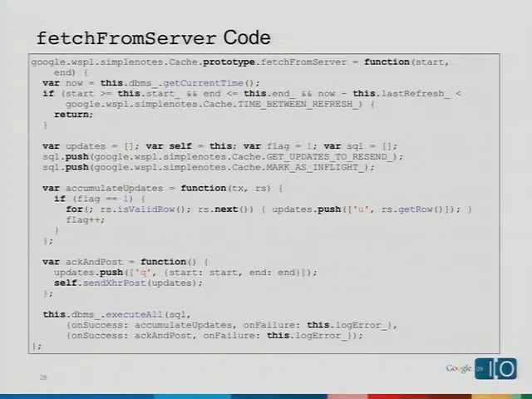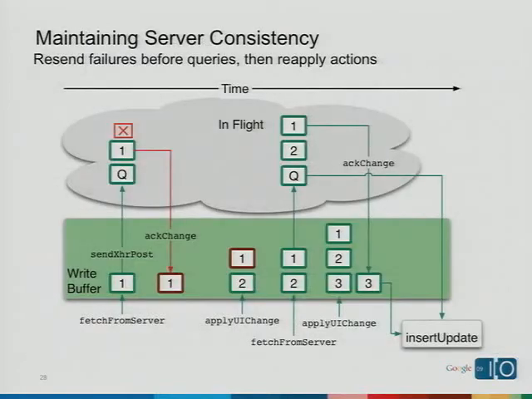It's the same basic structure. We begin at the top by accumulating a bunch of records that we need to send to the server, and we mark the state of the records that we are sending to the server in the write buffer as being in flight, and then we send those plus the query upstream to the server via XHR. So this diagram should hopefully make this a little bit more clear about how we're maintaining consistency.